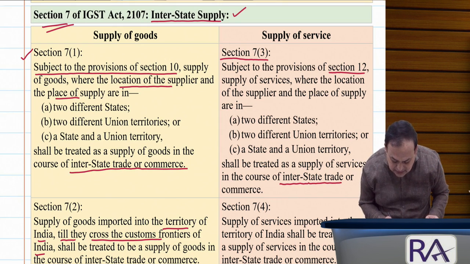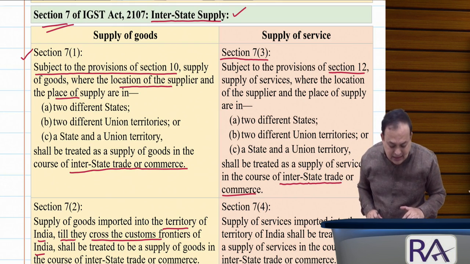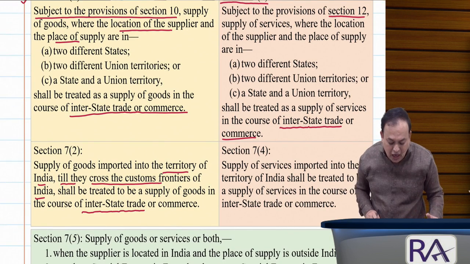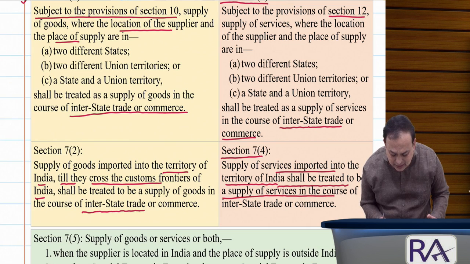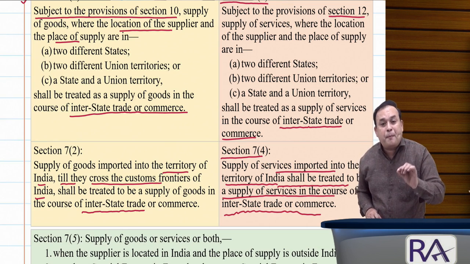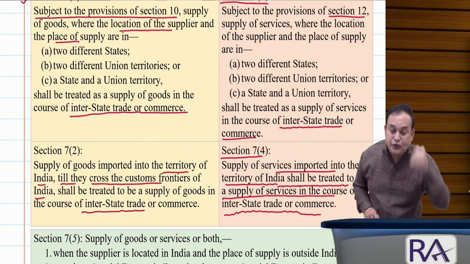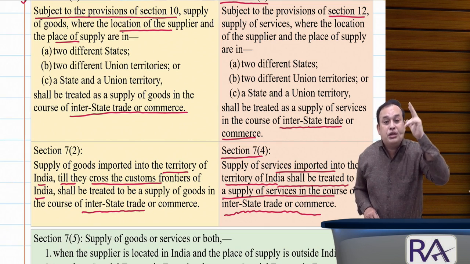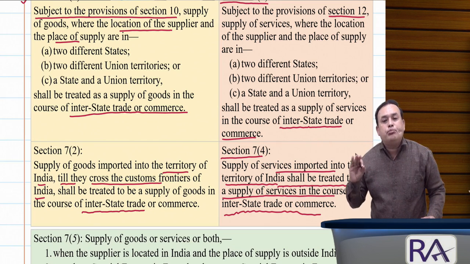Interstate supply of services. Got the clarity, my dear sir? Further, section 7 subsection 4 of IGST speaks of supply of services imported into the territory of India, which shall be treated as supply of services in the course of interstate trade or commerce, meaning thereby section 7 subsection 3 is already covered. Section 7 subsection 4 speaks that import of services will be treated as interstate supply.